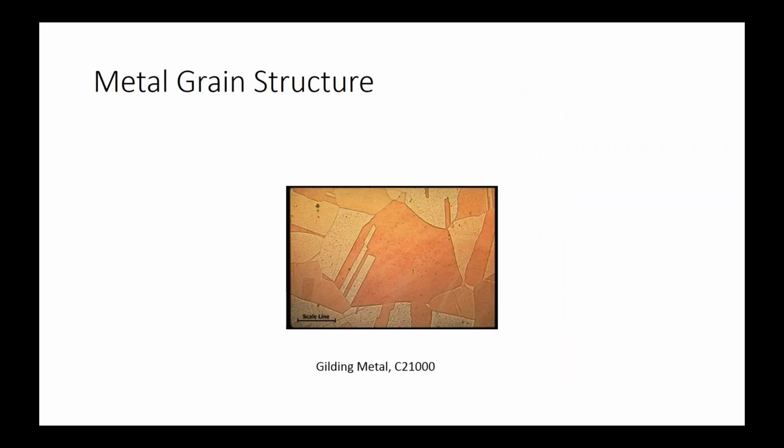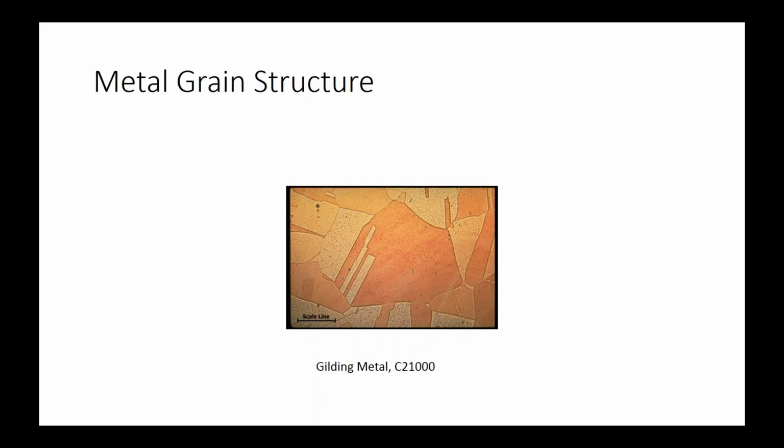Here's another microstructure. I believe this is at 100x. The grains here have been processed or worked to a degree. This is gilding metal 210, 5% zinc. The grains are varying in size. This has not been worked as much as some of the other materials, and I'll show you another one here.